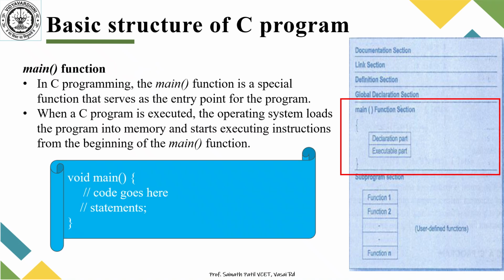Next is the main function. It is the function in your program where we write the actual code of our program. In C programming, main is a special function that serves as an entry point to the program during execution. When a C program gets executed, the OS loads the program into memory and starts executing instructions from the beginning of the main function.